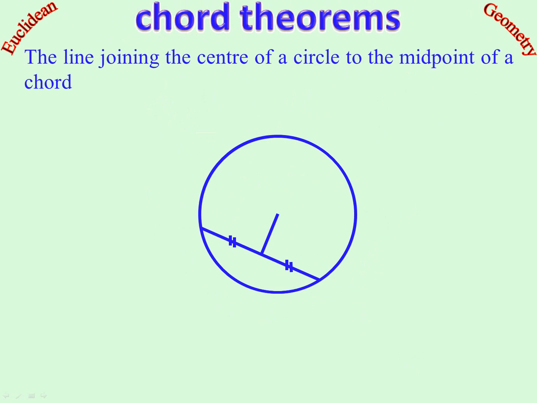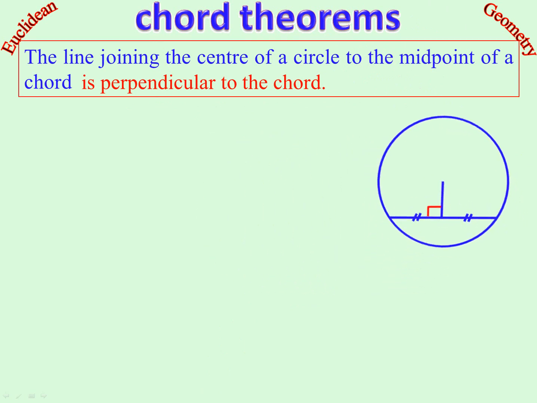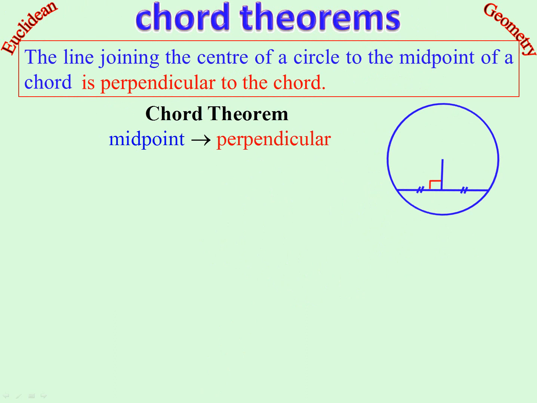Now we have two main chord theorems. The first says that the line joining the center of the circle to the midpoint of the chord is perpendicular to the chord. So it goes midpoint, therefore perpendicular.